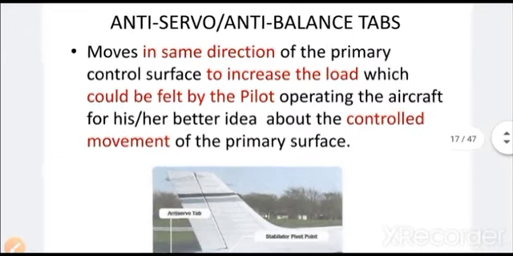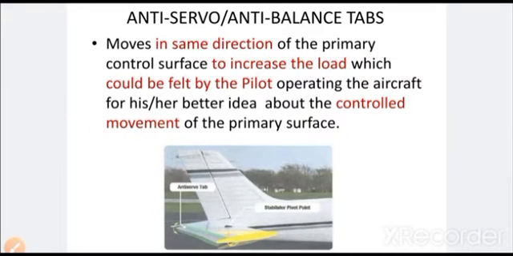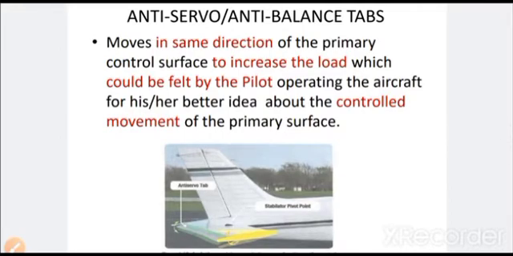Then we have got anti-servo tab. So by the name you can understand, this is acting just opposite to whatever the other tabs are working. Whatever trim tab, balance tab and servo tab are doing, this is just opposite. Those were working in the opposite direction to the primary surface. This is working in the same direction of the primary surface.